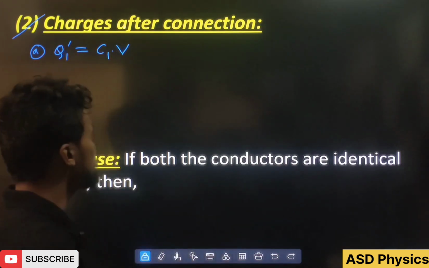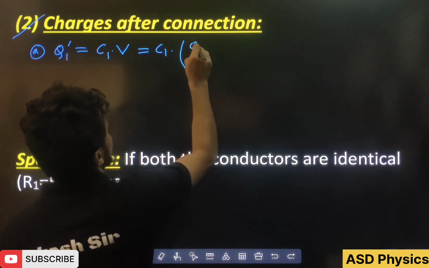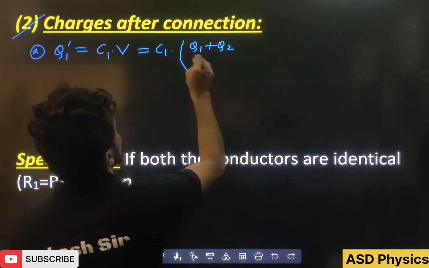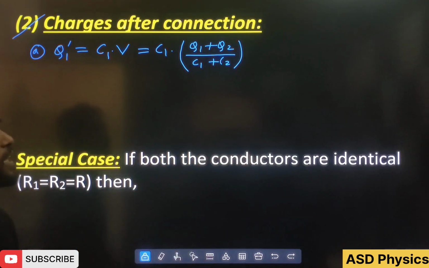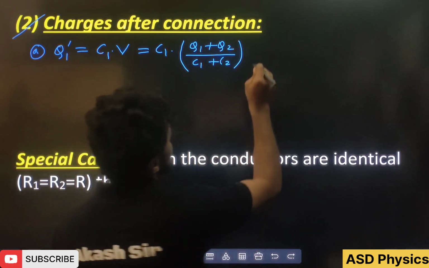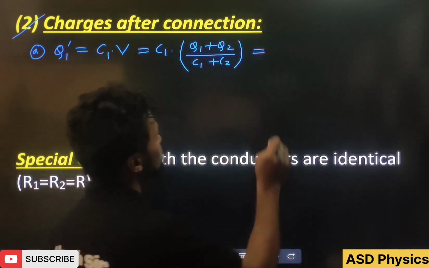Correct? No? C1 into V. So here what we can write, this is C1 and the V value. If I write in terms of charge, Q1 plus Q2 by C1 plus C2. So we can write this formula. If you want, you can write it in another form also, but I will write it like this.